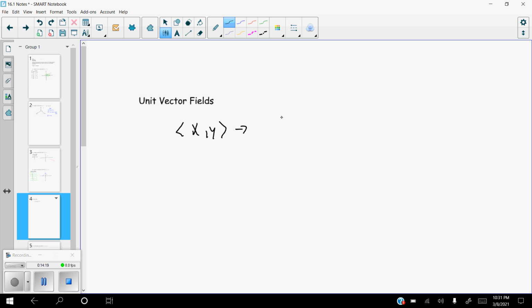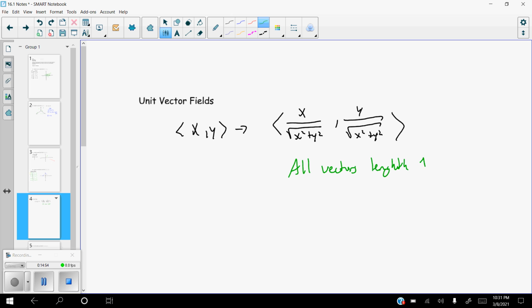So the unit vector field would be x divided by the magnitude of xy, which is each component squared, added together, take the square root. So it's divided by the square root of x squared plus y squared, and then y divided by the magnitude, which is the square root of x squared plus y squared. So that would be your unit vector field. I'm not really going to sketch this one, but all vectors would have a length or magnitude of 1. So that's how you would create a unit vector field.